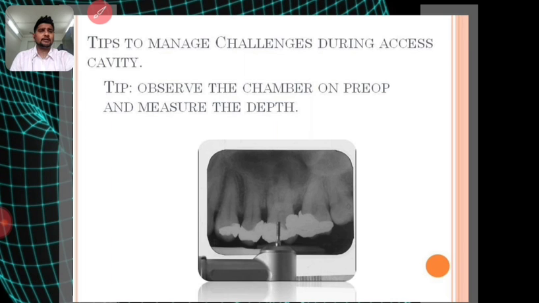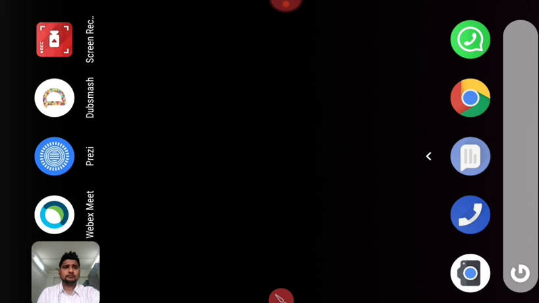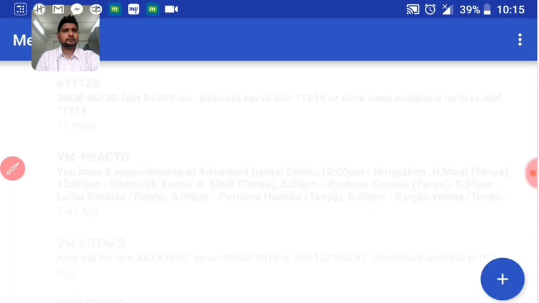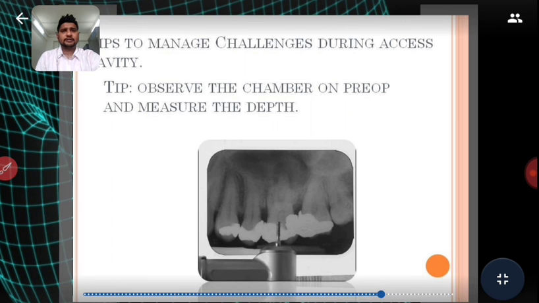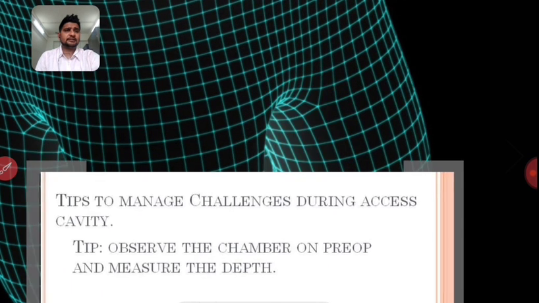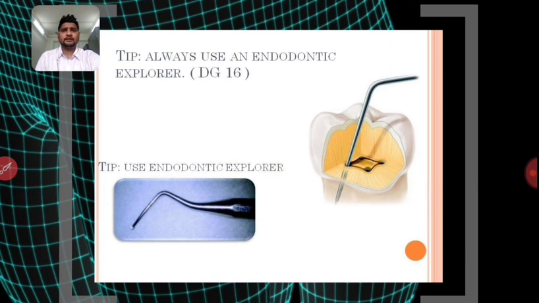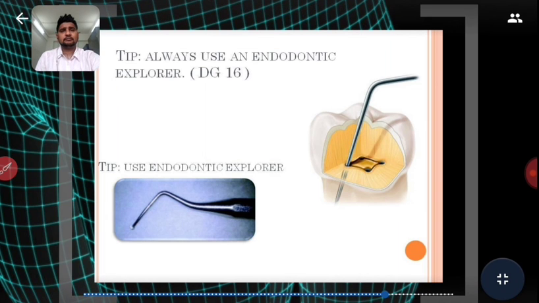If you're using an IOPA, you can use an IOPA to measure the depth of the chamber in a calcified canal. Always have in your armamentarium one DG16 or multiple DG16s, but always utilize an endo explorer.